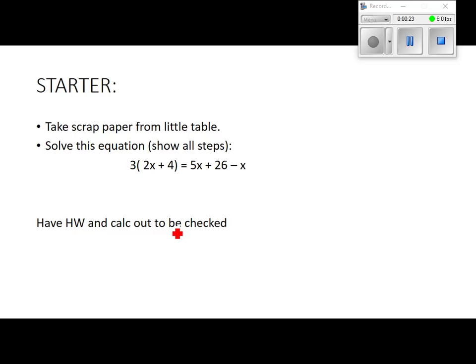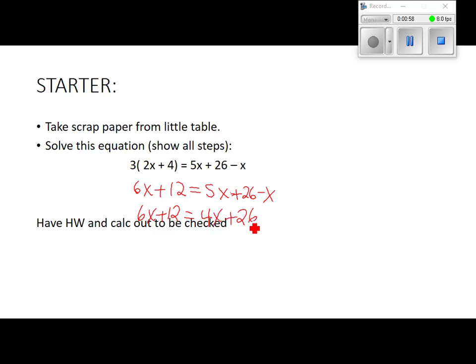What's the first thing we do to start to solve this? Distribute. And when I distribute here, I get 6x plus 12, is that right? Plus 26 minus x on the other side. Then we can collect like terms on this side. 6x plus 12 stays the same. Just have to sort of fight the fact that I'm writing over top of other stuff. What's 5x and negative x give us? Good. 4x plus 26. Now what do I do?